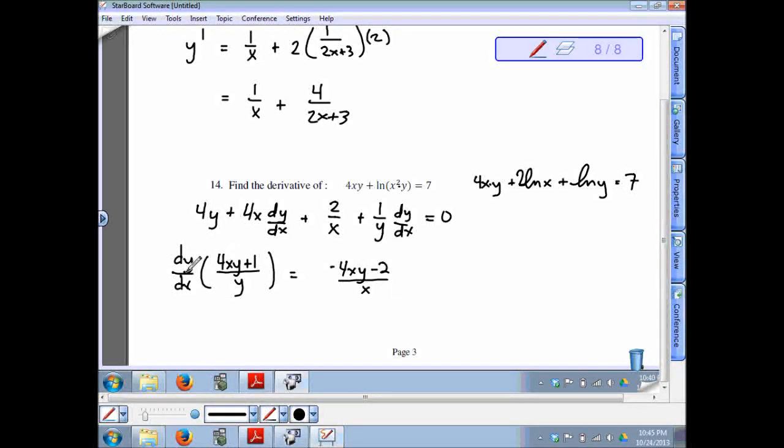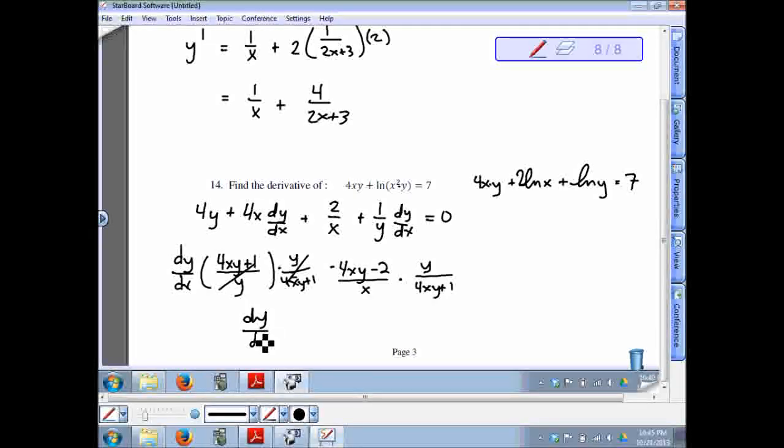Now we need to isolate dy dx. So we have two options here. We can either divide by this whole entire expression to cancel it out and then divide by it on the other side. It's kind of tricky to divide fractions like that, so I'm actually going to multiply it by the reciprocal on this side, so times it by y over 4xy plus 1, because that's going to cancel it from there, and then do the same thing over here, multiply by y over 4xy plus 1.